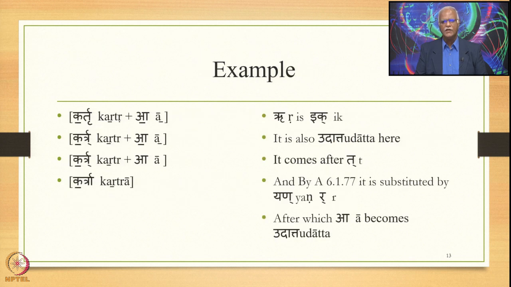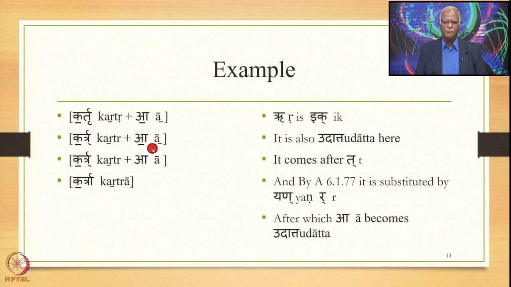So if we take a look at this example once again, we note that we have kartru plus a, and we have kartru plus a. This is the place where yan sandhi takes place. Here we have kartru with the final ru as udatta, and therefore ka is marked as anudatta. A is a sub-suffix, so it is marked as anudatta. Now because of this a, this ru is getting substituted by r, so we have kartra plus a.